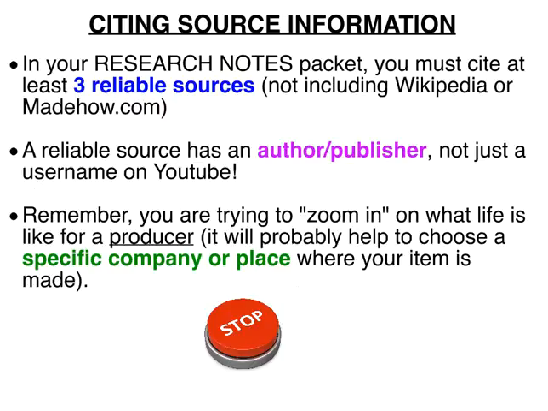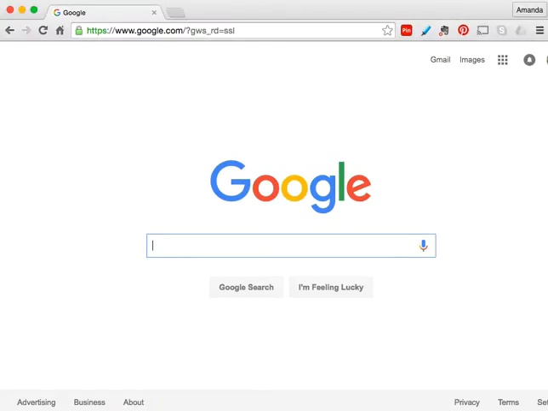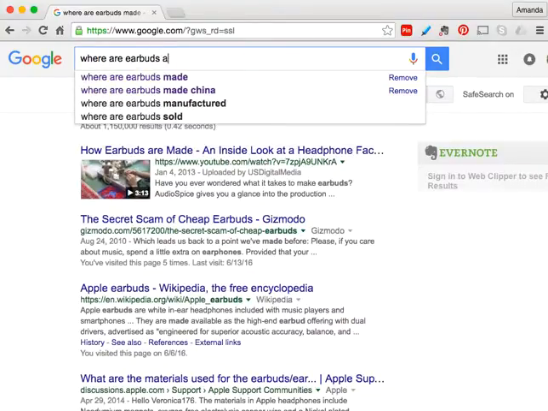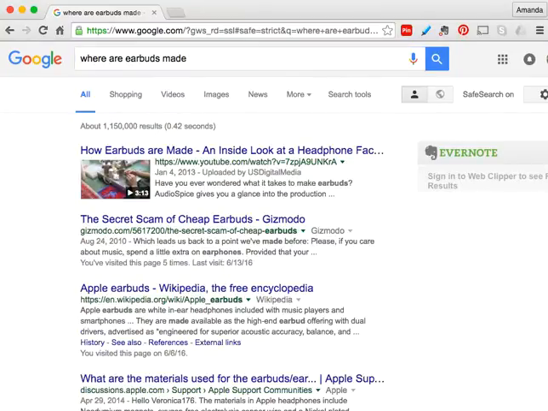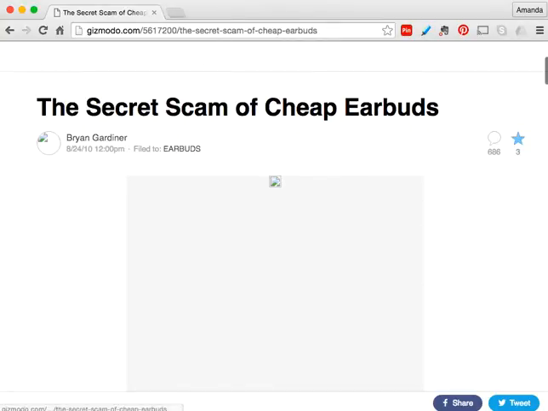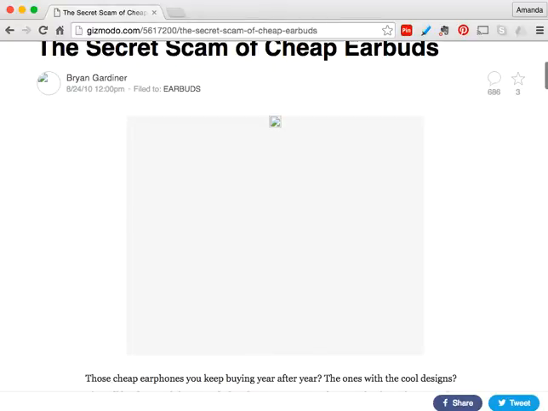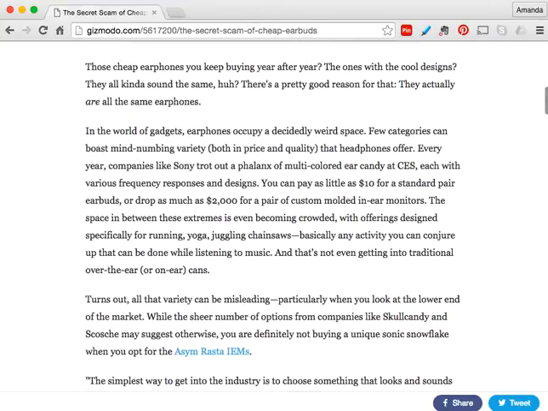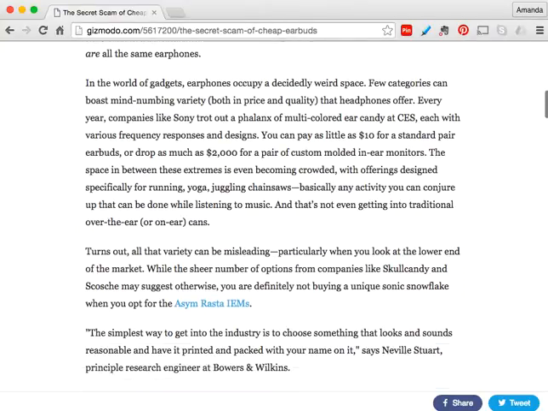So for example, when I was starting out and Googling earbuds or where are earbuds made, one of the first articles that showed up is right here, The Secret Scam of Cheap Earbuds from Gizmodo. Gizmodo is a blog, but this is still a reasonable place to start because I could see it's an article, it has an author. As I was scrolling down, I was reading about the fact that earbuds are made very cheaply and that this is a scam. The author is arguing this is a scam for companies to make money.